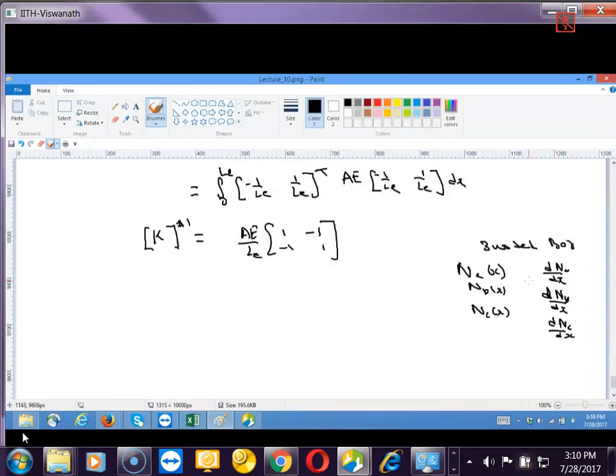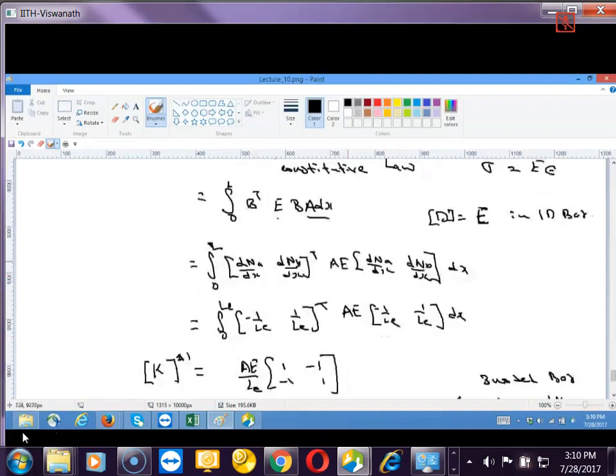Instead of A and B, you will have A, B, and C. Here also A, B, and C, and you just multiply it. You will get the stiffness matrix for a three noded element. That I will give you as an assignment yourself. You figure it out by integrating the stuff.